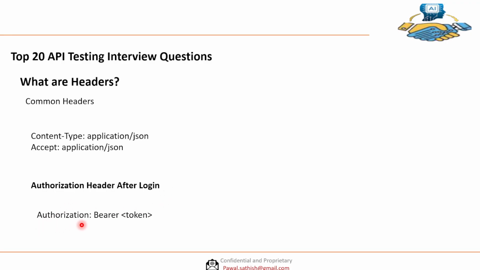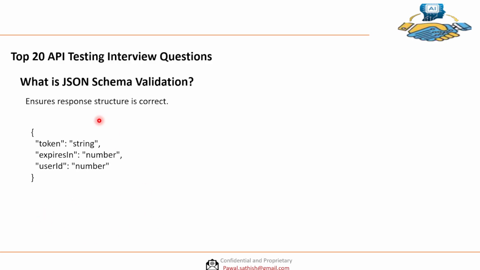So when authentication happens, next we log in with authorization, and it is validating the token. Then what is JSON schema validation? JSON schema validation is nothing but validating that the response is in the correct format. Like I mentioned, the token should be in string format, expires in number format, and user ID is in number format. If it's in a different format, then it will give an error message in response.